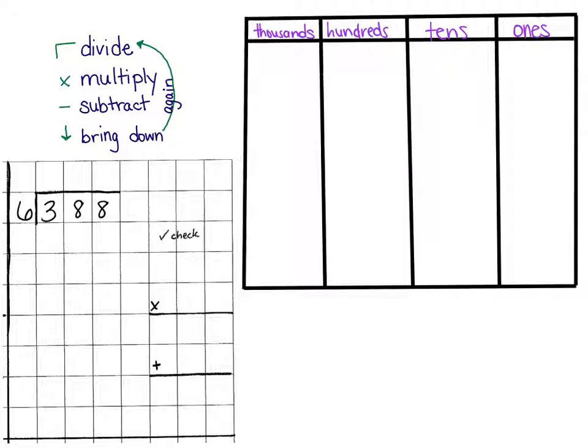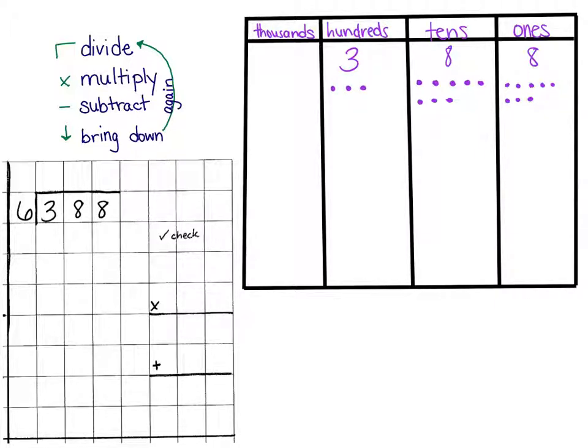Then I'm going to write 388. So there are 8 ones, 8 tens, and 3 hundreds. Now, draw your dots underneath there. If there are 8 ones, we need to draw 8 dots. Same in the tens, and then 3 in the hundreds. Pause the video so that yours looks like this.